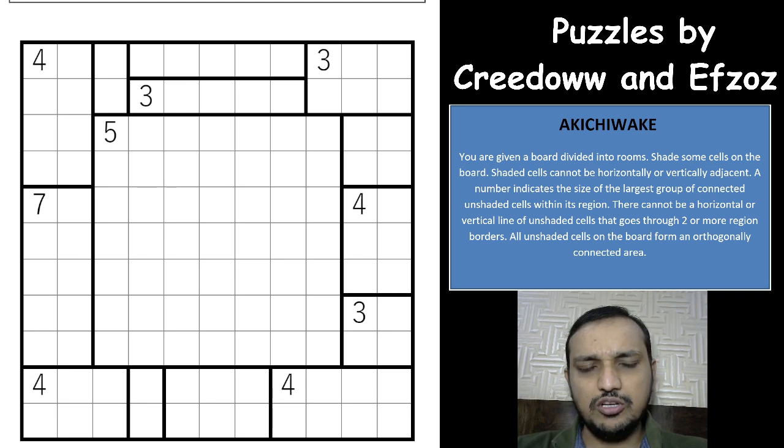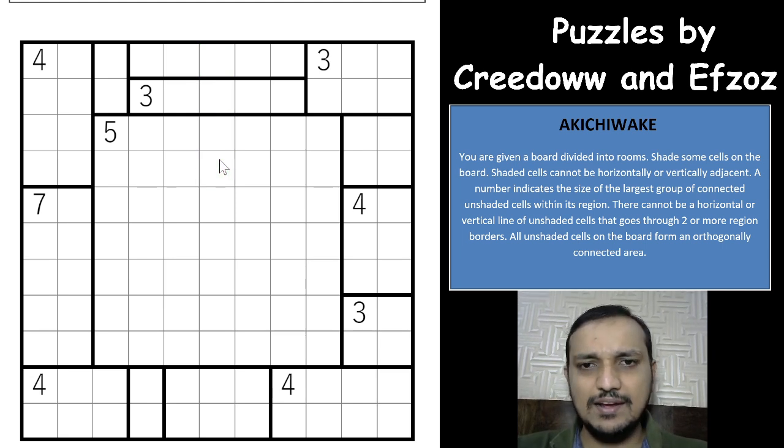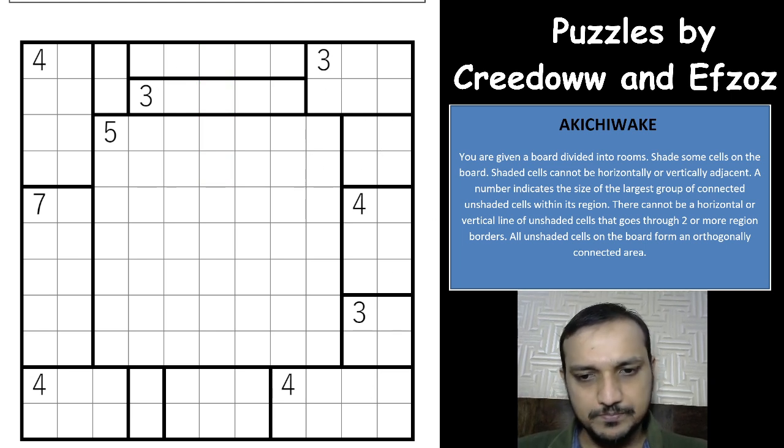there cannot be a horizontal or a vertical line of unshaded cells that goes through two or more region borders. What does that mean? If you have an unshaded cell and an unshaded cell here, this cell cannot be unshaded, because the vertical line of unshaded cells goes through more than 3 regions. It cannot do that, right? So a group of unshaded cells in a straight line cannot pass through more than 2 regions. These are the regions, as you can see here.